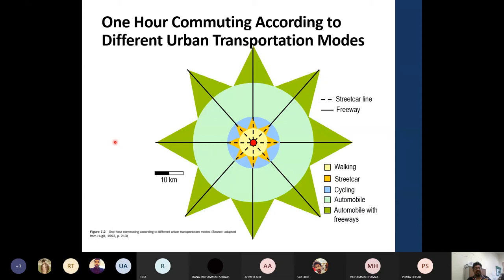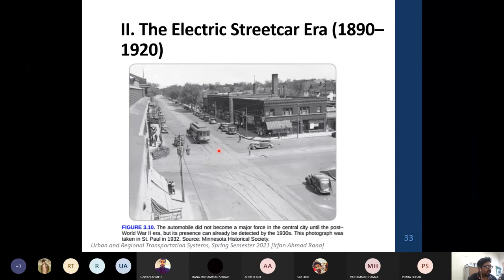Sir, can you repeat the streetcar again? Okay, streetcar is basically, I'll show you so it's better. This one, this electric streetcar. It was very predominant in American and European cities, but in the context of Asian cities, I have not seen these, at least in Pakistan. You can call them trams if you want to link it. Trams have predefined routes that cannot be changed.